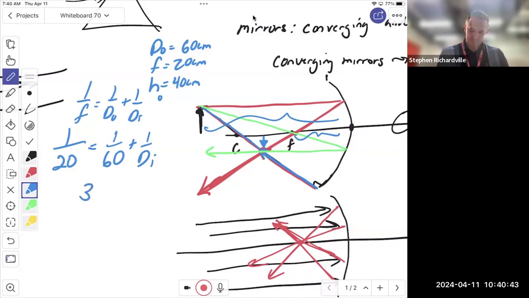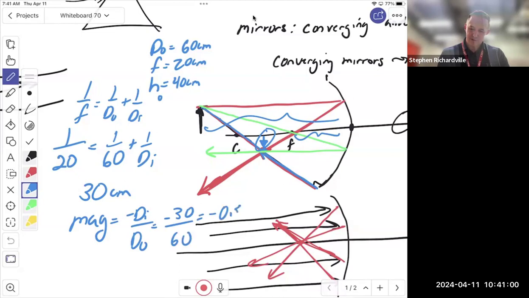And that's where this image is, back past the focal. Notice how my magnification is going to be negative: negative di over do. My mag is negative 30 over 60, or negative 0.5, which kind of makes sense because this guy is upside down and it's smaller. Beautiful. Perfect. I love it. So that's about where that image should be.